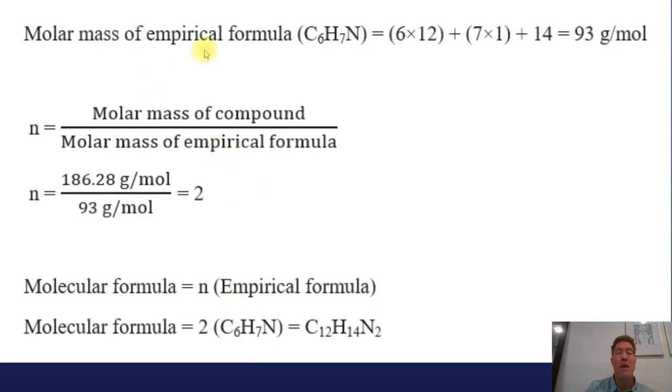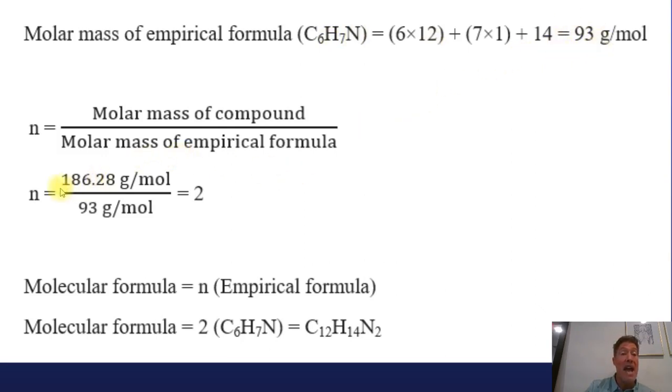So here's what we have. We have the molar mass of the empirical formula. Here's our empirical formula, which we may have determined, for example, by a percent composition problem: C6H7N. And we just figure out the molar mass of this. Well, we've got 6 carbons at 12 each, 7 hydrogens at 1 gram each, and 1 nitrogen at 14 grams, so a total of 93 grams for the whole thing.